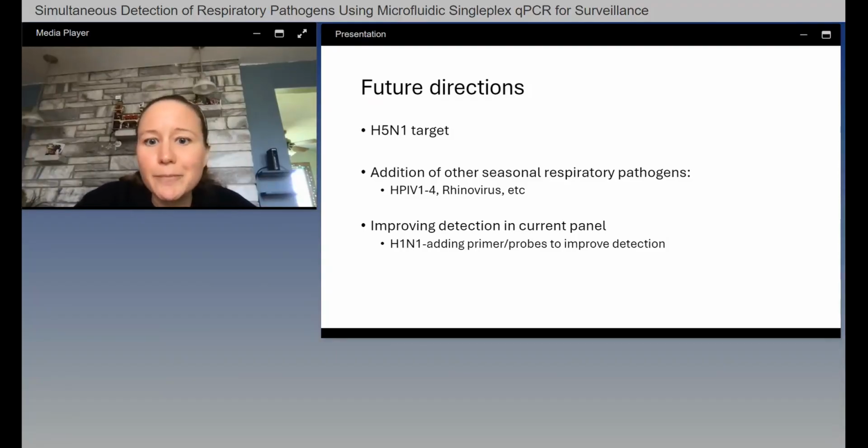There is room for improvement with this assay. We have noticed that with H1N1-specific targets, there seems to be a mutation in the circulating virus that the RPP assay is unable to detect. We can improve this by adding additional primers and probes to the assay to improve detection.